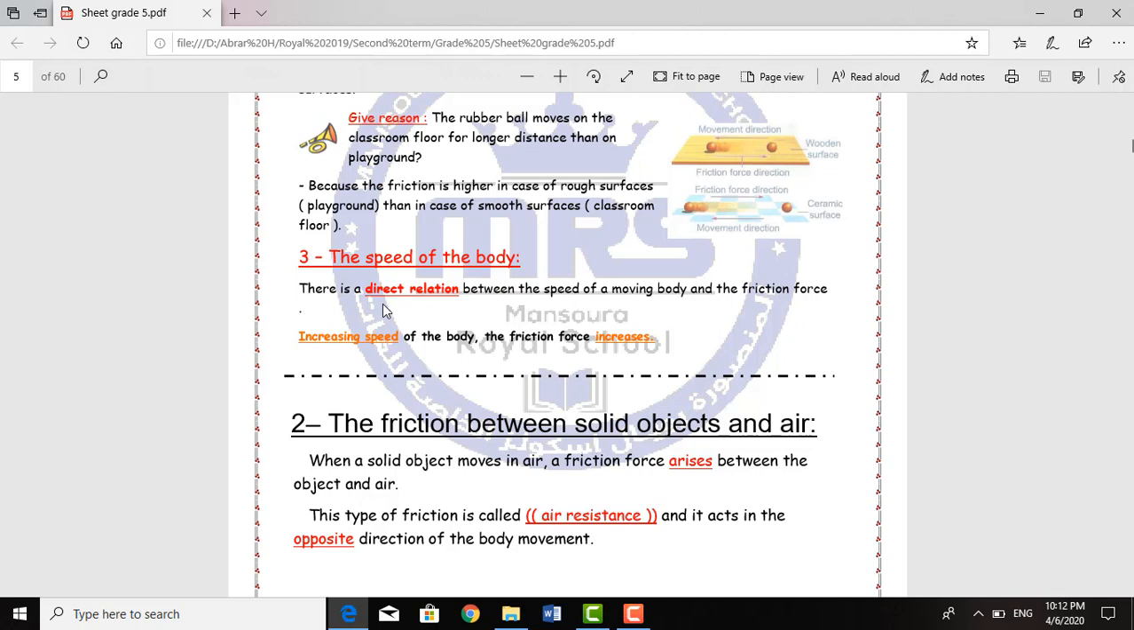Like the surface area of the moving object, by increasing the speed of the body, the friction force increases, and by decreasing the speed of the body, the friction force decreases. And we can describe it also as a direct relation. So there is a direct relation between the speed of a moving body and the friction force.